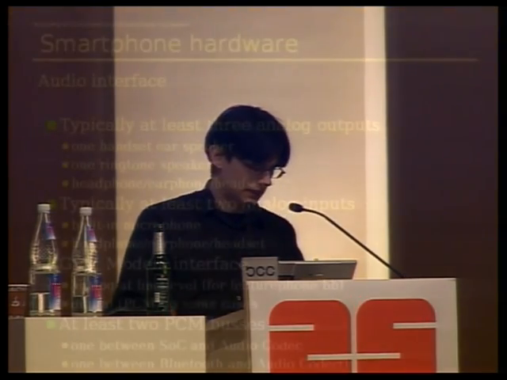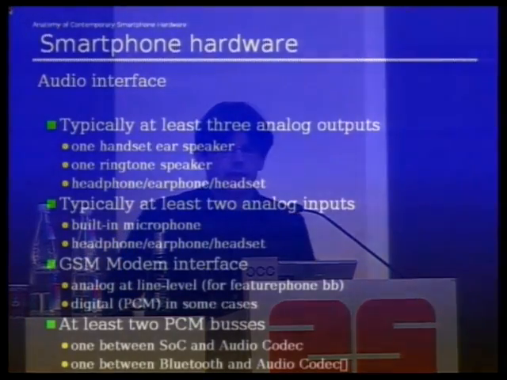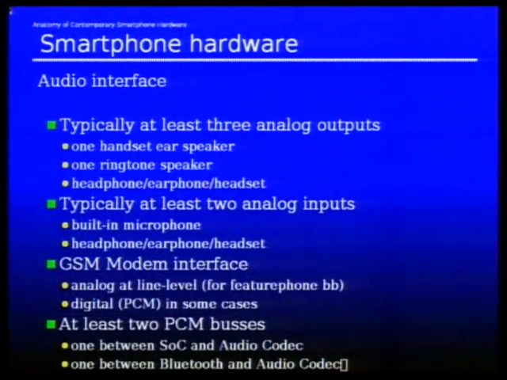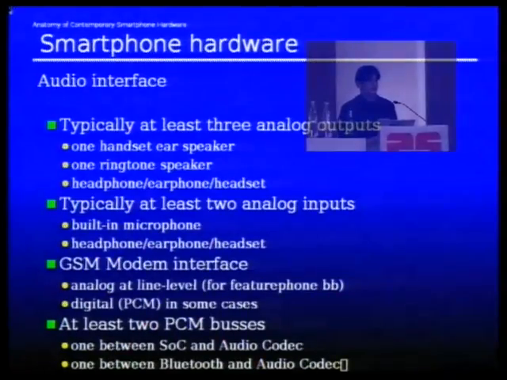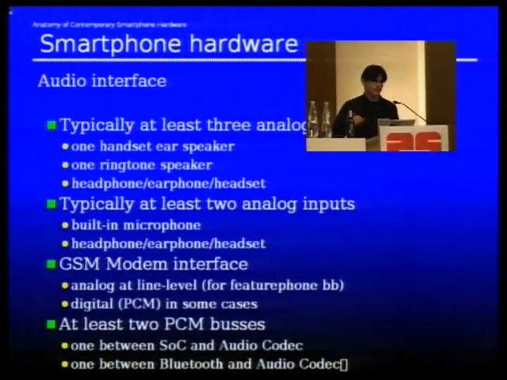Now let's look a bit at the audio interface. The audio interface is actually an interesting thing to look at, because most people think, well, you know, it's a phone, what's so complicated about the audio interface? Well, we have typically at least 3 analog outputs. There is a headphone jack for like earphones or a headset. There is the actual speaker that points at your ear when you use the phone, the ear speaker, and a ringtone speaker, which is at a different location to play the ringtones or music for whoever wants to listen to music on these crappy speakers.